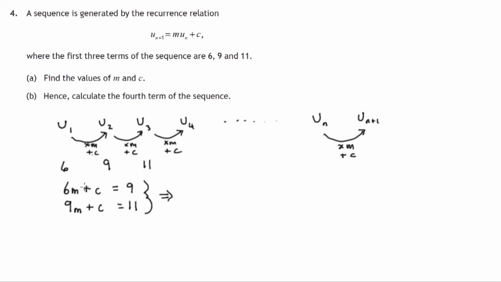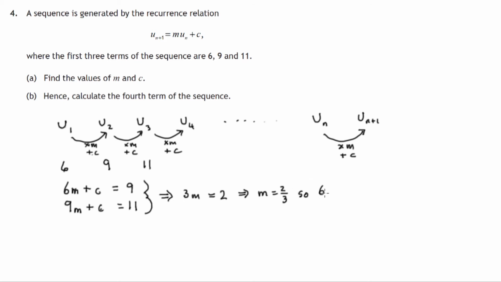Let's subtract the first equation from the second equation. 6m away from 9m would leave you with 3m. c taken away from c is 0. 9 away from 11 is 2. And let's divide both sides by 3. m equals 2/3.